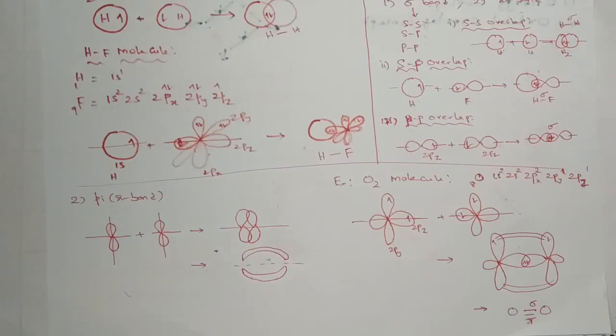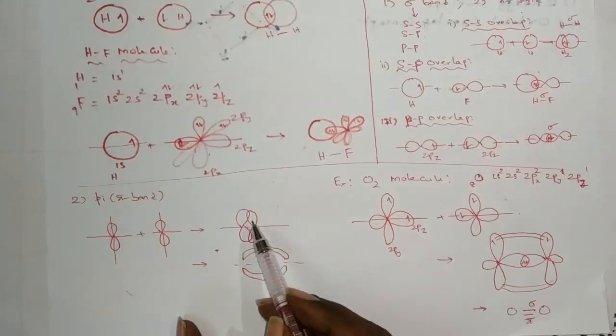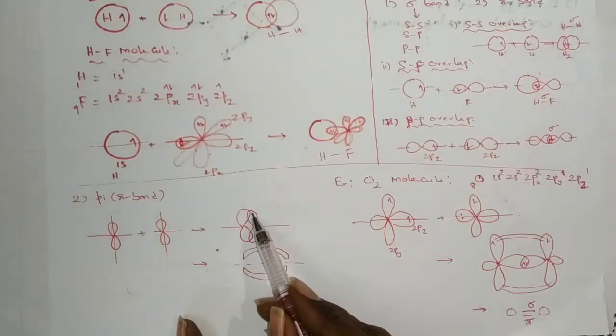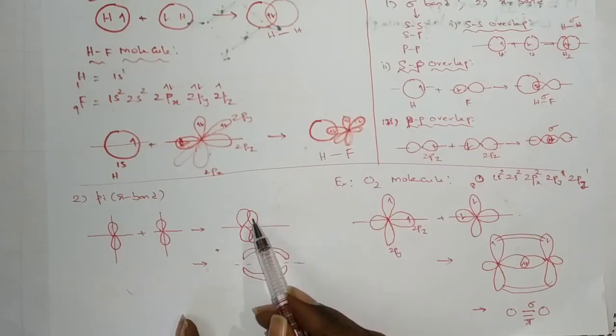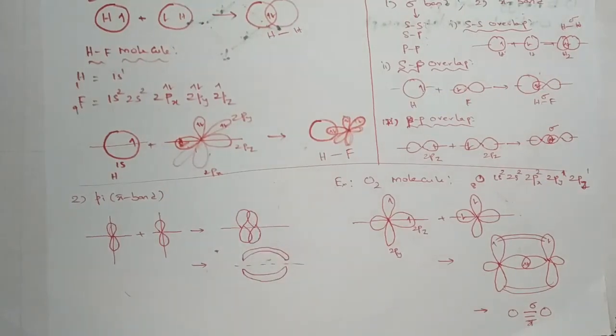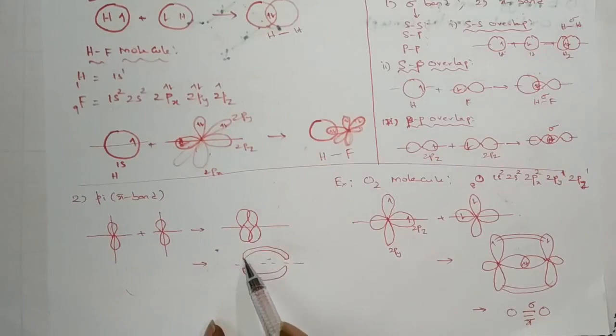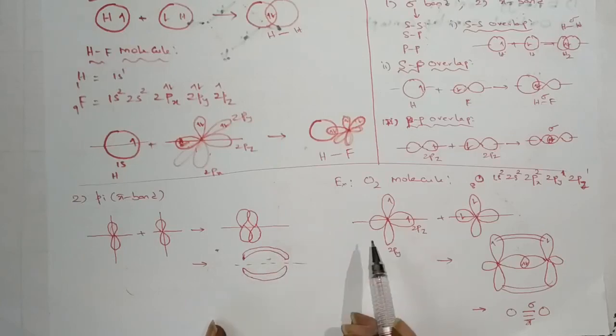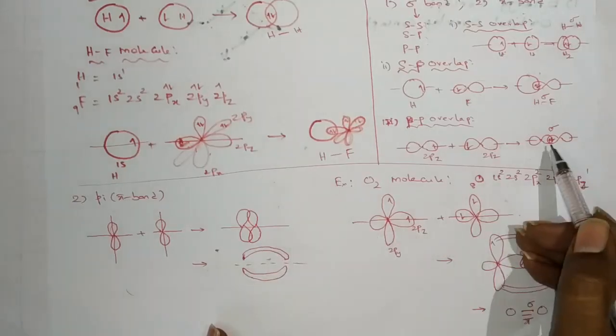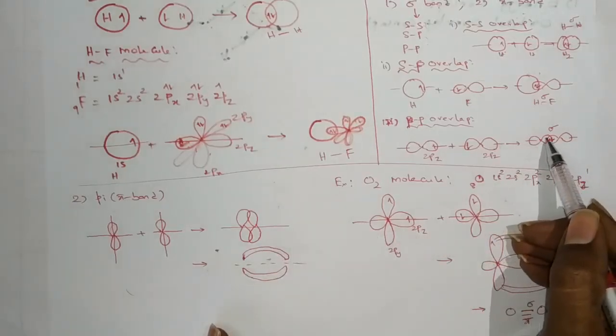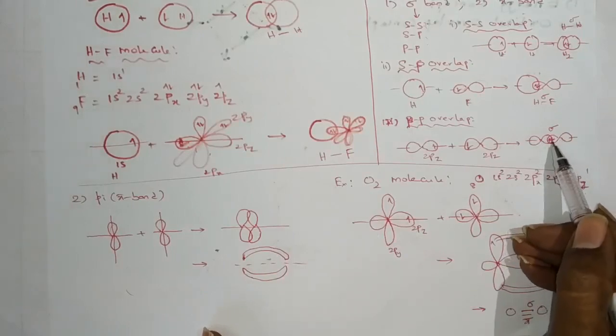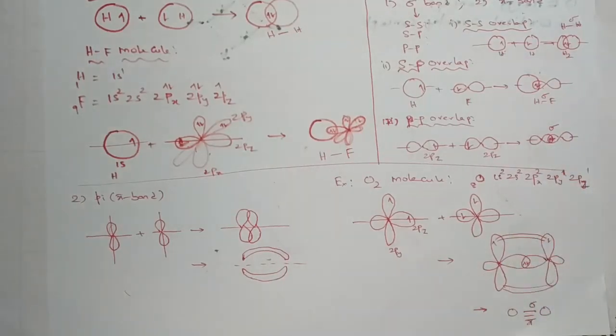They overlap sidewise. The partial interpenetration or overlap is to a very little extent. So as a result, you have the electron cloud not along the internuclear axis but above and below the internuclear axis. Whereas in the sigma bond, the electron cloud is concentrated on the internuclear axis. Therefore, it's a strong bond.